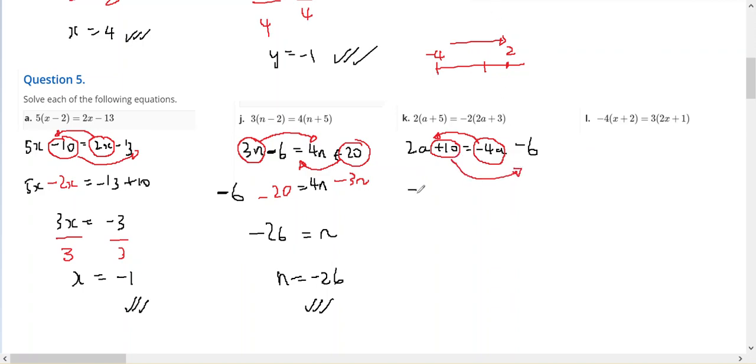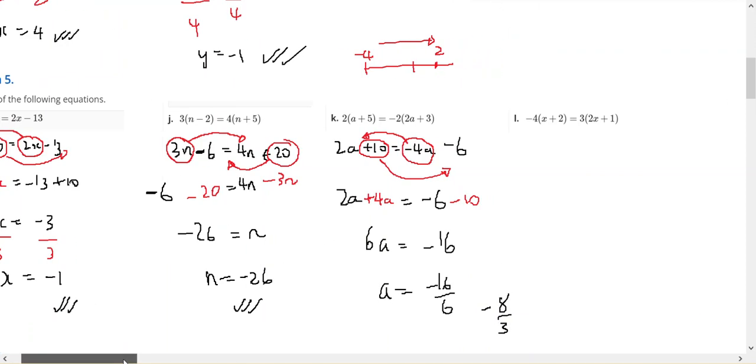That will leave me with 2a on the left, and on the right negative 6, and the thing that moved, plus 4a, because it was being subtracted on the right-hand side, becomes addition, minus 10, and that's 6a equals negative 16. a equals negative 16 on 6, or negative 8 on 3.